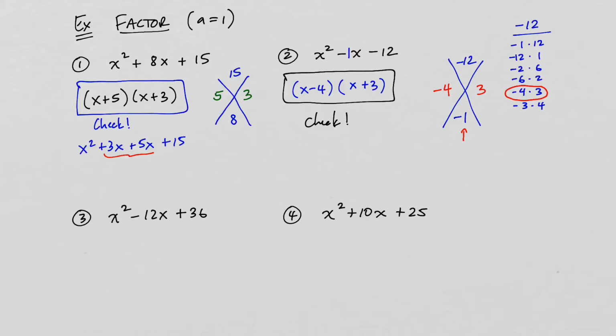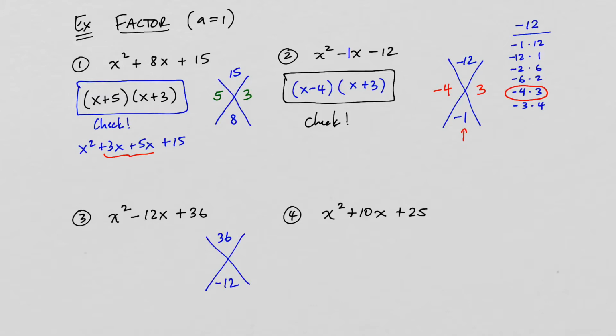So for our next example, we have x squared minus 12x plus 36. And it's the same procedure, except now our last number is positive, but our middle number is negative. And so when we make our magic x, and we put positive 36 on top and negative 12 in the bottom, we are looking for two numbers that multiply to give us a positive, but add to give us a negative. This can only happen if both numbers are negative.